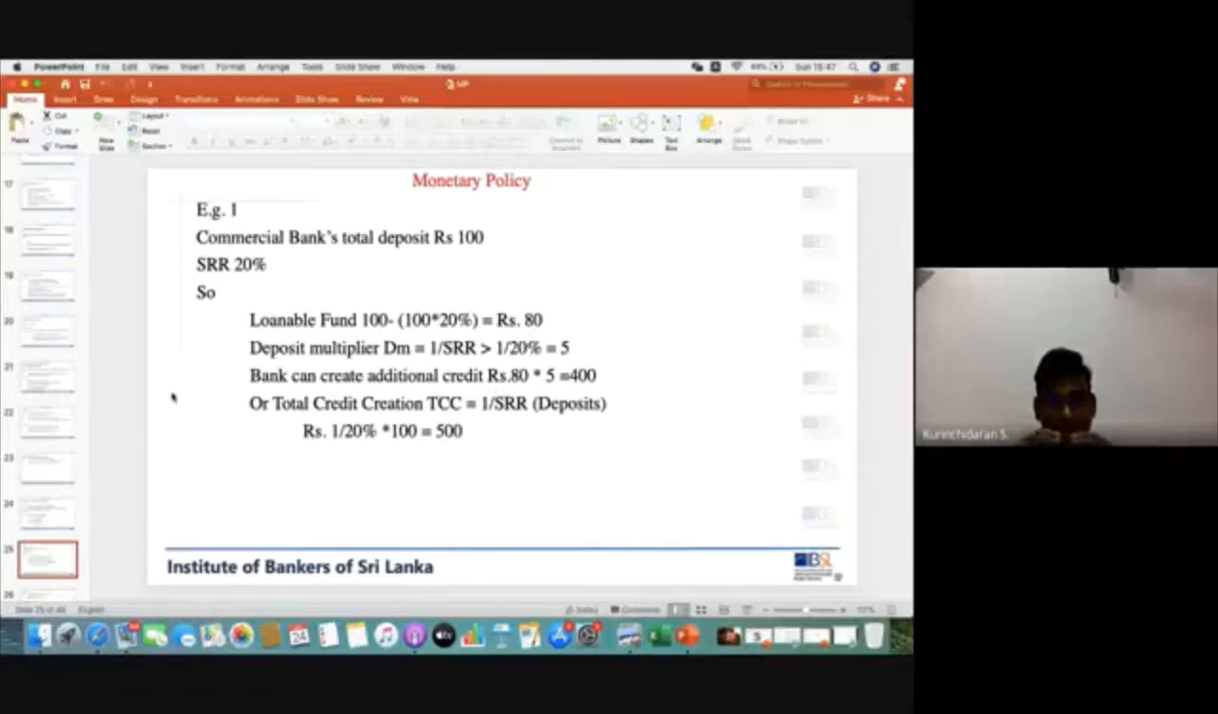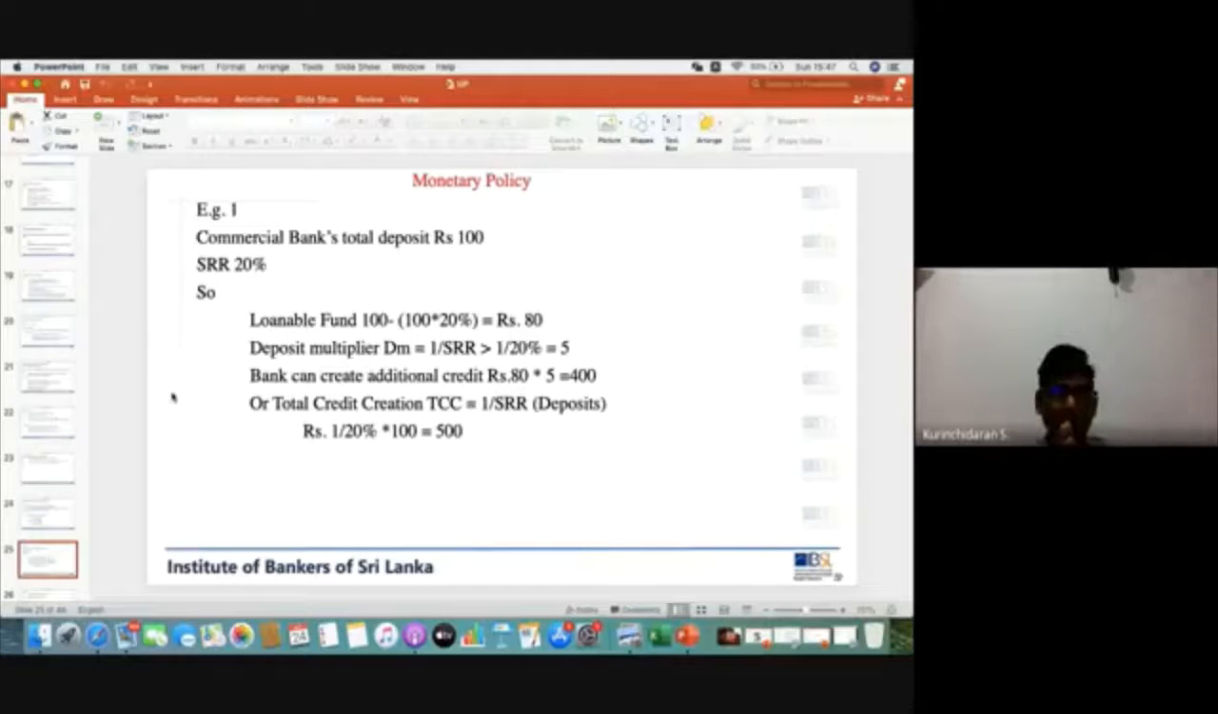You can see the initial lending is 80 rupees. According to this calculation, the banks can lend 5 times of that as additional credit. So 5 times means 400. So total credit creation is actually 500, right? Initial 100 plus 400, 500. Otherwise, you can calculate like this: 1 over SRR multiplied by your initial deposit. That means 1 over 20% multiplied by 100, that is 500 rupees.